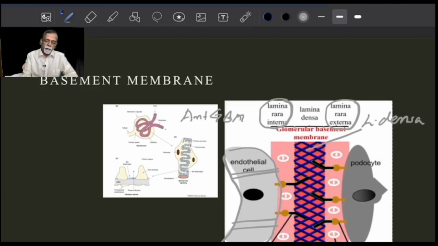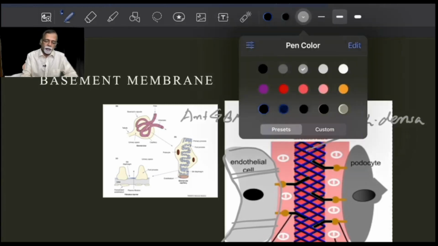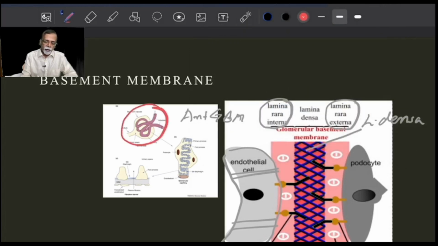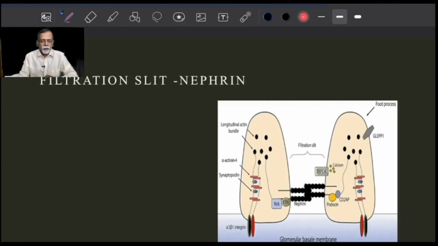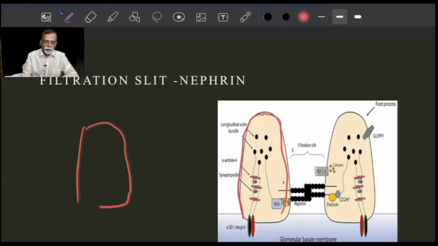So this is the glomerulus, and you can see clearly how these three layers are arranged. Now, a few words regarding the filtration slit. The space between these are the podocytes. You can see that this is the podocyte. So if we should draw the podocyte, these are the foot processes of the podocytes. The space between the podocytes is bridged by proteins. The major protein is nephrin.